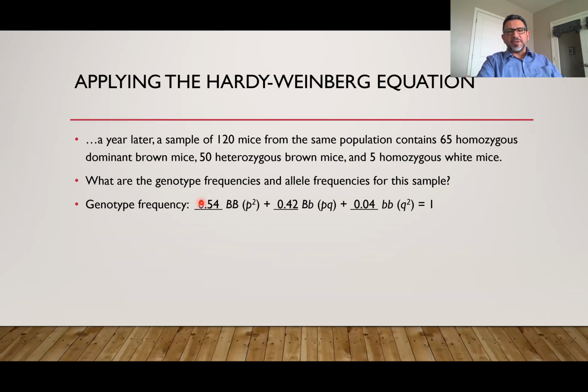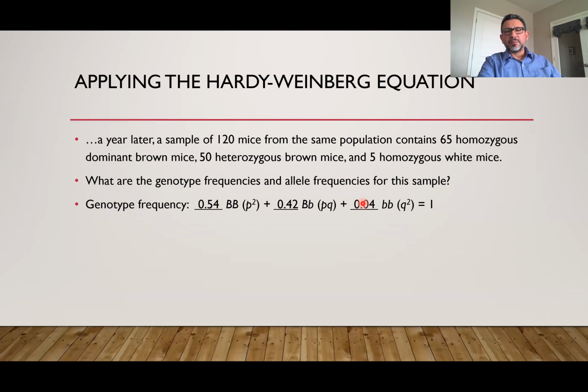The genotype frequencies are going to be 0.54 for homozygous brown, 0.42 for the heterozygotes, these are also brown mice, and 0.04 for the homozygous recessive, the white mice. And these numbers would be calculated by simply dividing 65 by 120, you get this number. 50 divided by 120, you get the number for the heterozygotes. And you take 5 divided by 120, and you end up with the number for the homozygous recessive, the white mice.